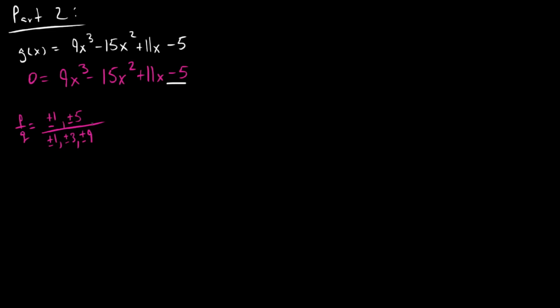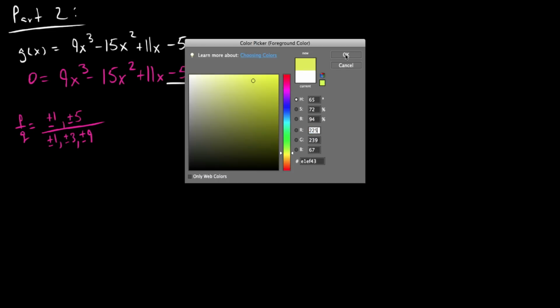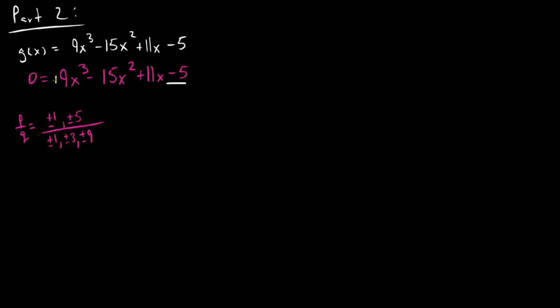Given this list, what I'd like to do is try to narrow it down if at all possible. The first way we'll try to narrow that down is to use Descartes' rule of signs, which concerns itself with sign changes in this function. Looking at this, it starts positive. We get a positive 9, and I'll switch over to a yellowish color to illustrate this. Positive 9 goes from positive to negative, that's one switch. From negative to positive, that's two switches. And then from positive to negative, that's three.